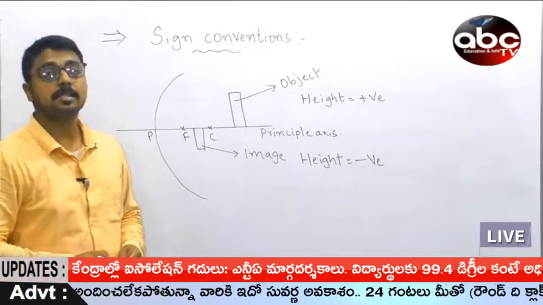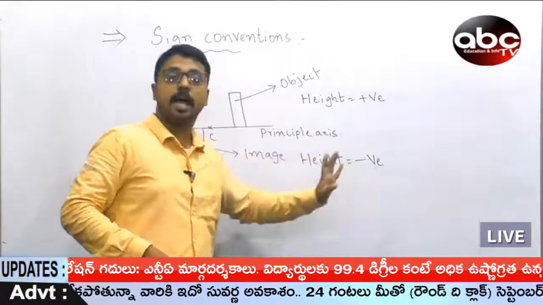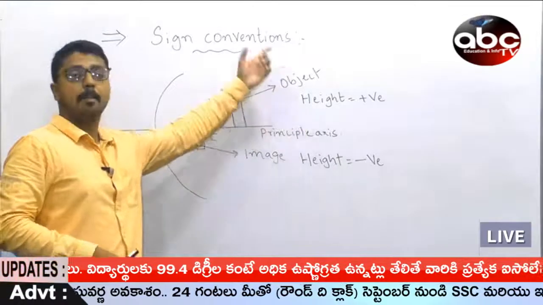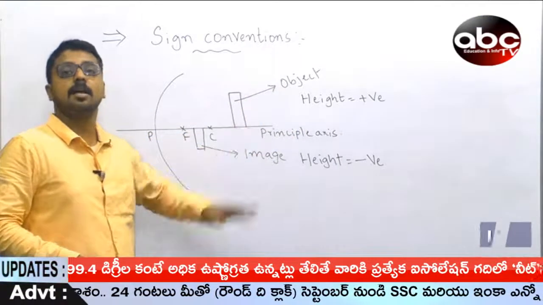By seeing these symbols, positive and negative, we will understand whether it is above the principal axis or below the principal axis.